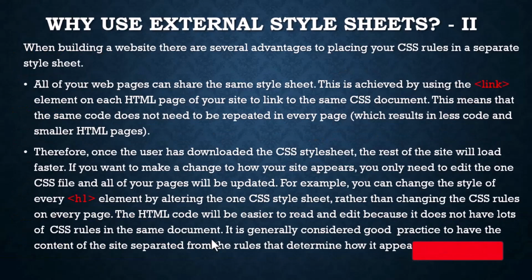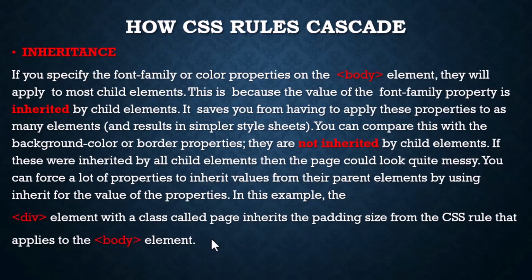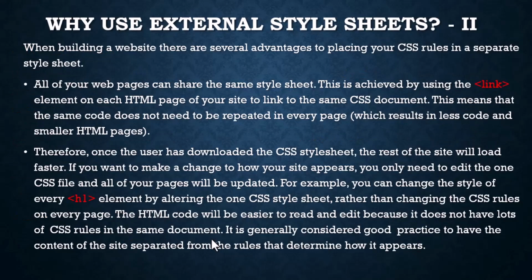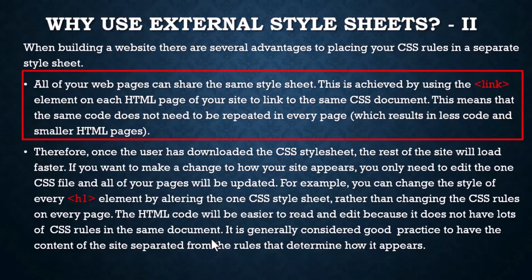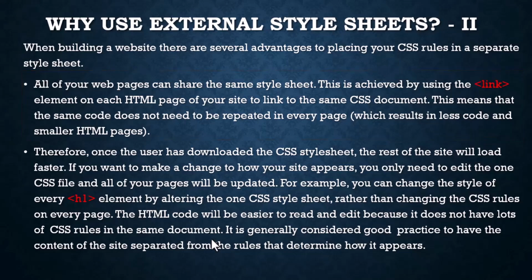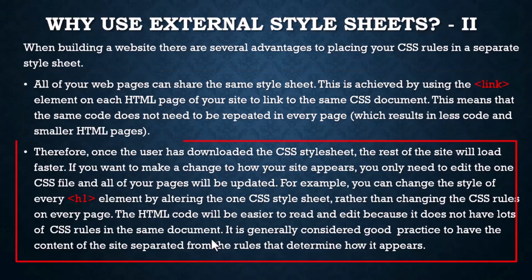Now, why do you think we should use external style sheets? I explained earlier that when building a website that has a lot of pages, it is advisable to use external CSS. Now, why is it important? We use external CSS because, one, all of your web pages can share the same style sheet. This is achieved by using the link, just like we did in our first example, and then writing the CSS rules for all your elements, and then linking it together. Once the user has downloaded the CSS style sheet, the rest of the site will load faster.